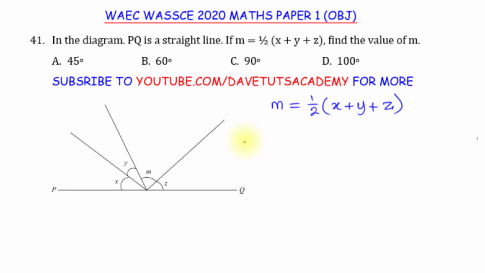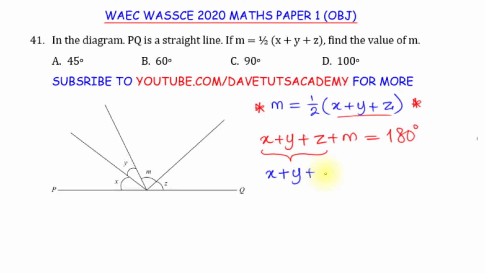So using that, we can say that X plus Y plus Z plus M, the sum of all these angles on the straight line, is equal to 180 degrees. Now look at this. We have X, Y, and Z already here. We also have them here denoted in M. So from this postulate that we have been given, that M is half of those, we can see that X, Y, and Z, their sum, if we cross multiply, is going to be 2M.